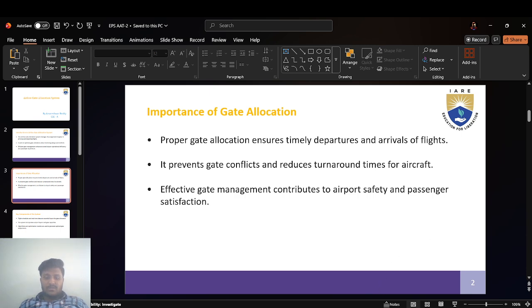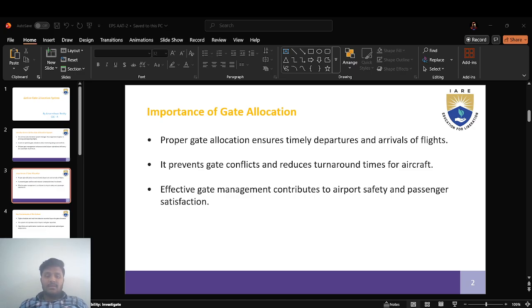Importance of gate allocation. Proper gate allocation at an airport means assigning the right gate to each plane at the right time. When this is done well, flights leave and arrive on time. If a plane has its gate ready when it lands or before it departs, there are fewer delays. Planes don't have to wait for an empty gate, so schedules run smoothly. No gate clashes. Sometimes two planes might need the same gate at the same time. Proper planning prevents this, avoiding confusion and delays.